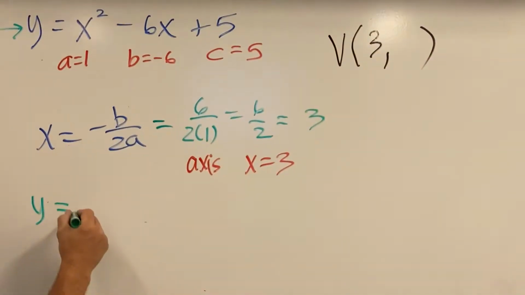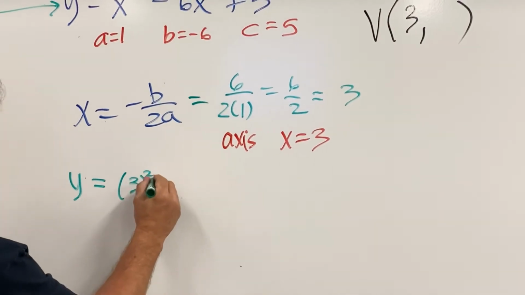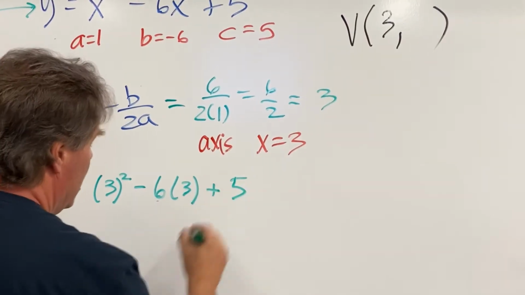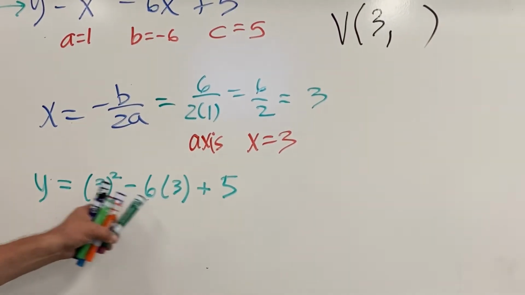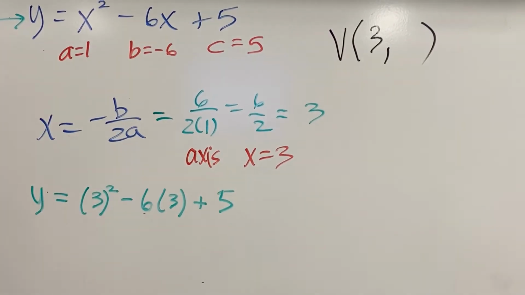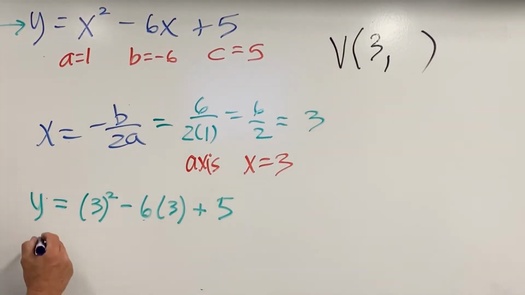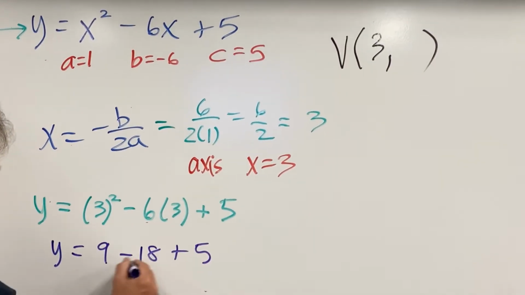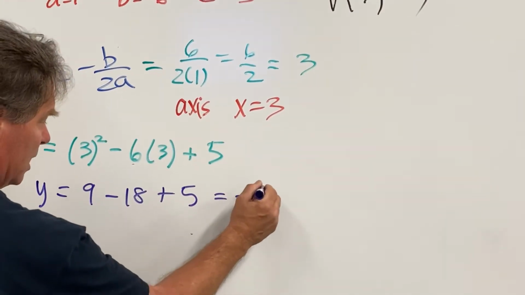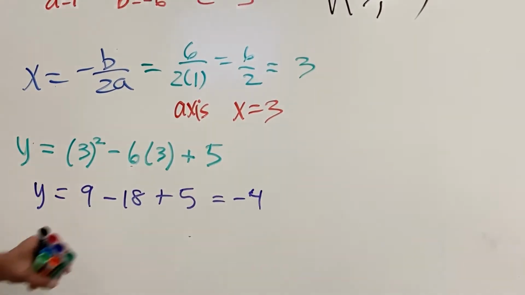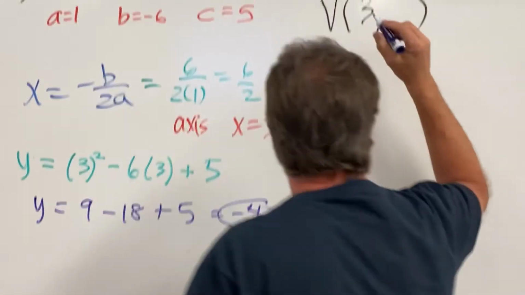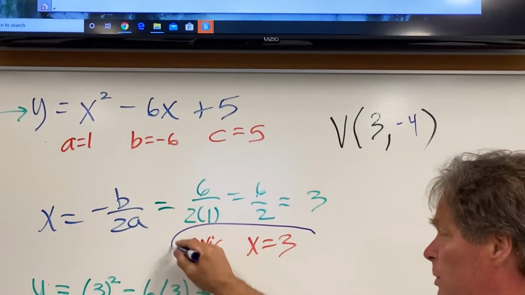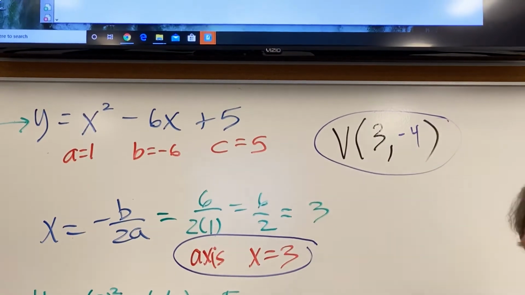Y equals x squared, so I'm going to go 3 squared minus 6 times 3 plus 5. Notice, I'm putting 3 in for x right here. And notice, this is all numbers, so it should simplify. Y equals 9 minus 18 plus 5. That's negative 9 plus 5 is negative 4. So my y-coordinate of my vertex is negative 4. So my vertex is 3, negative 4. And the axis of symmetry is x equals 3. That's the two things they asked.